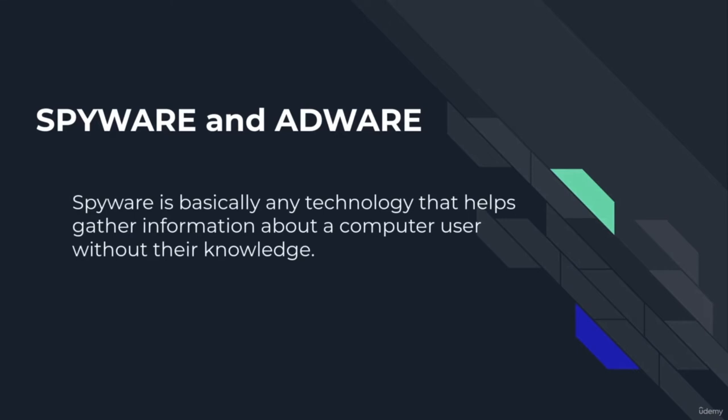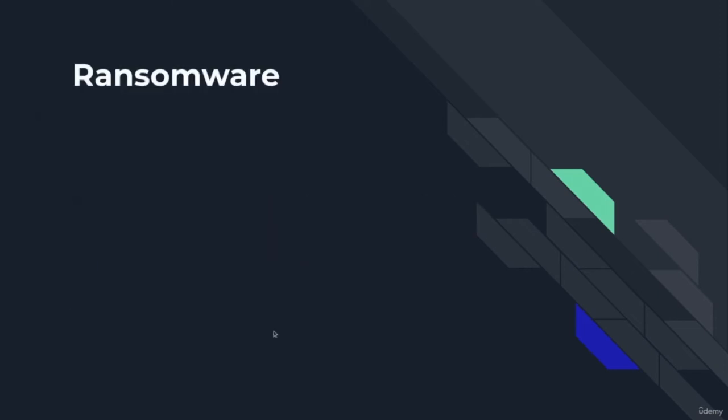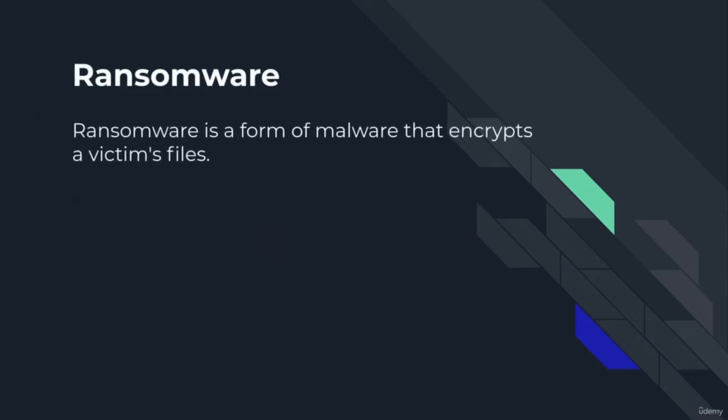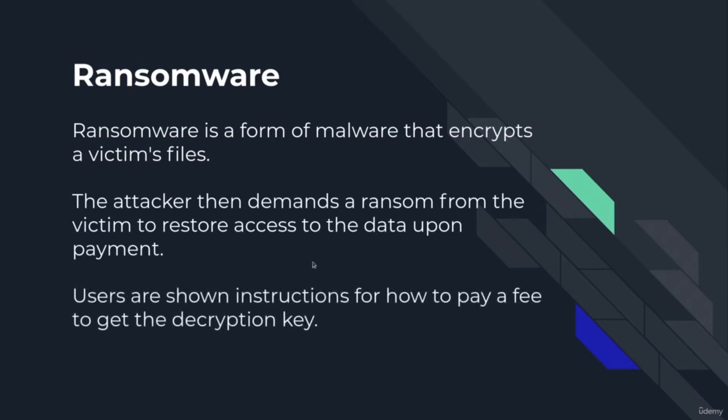We have spyware and adware. So spyware is basically any technology that helps gather information about a computer user without their knowledge. But adware is any software that displays banner advertisements while it is running. We have ransomware. Now ransomware is a form of malware that encrypts a victim's files, and the attacker then demands a ransom from the victim to restore access to the data upon payment. Users are shown instructions for how to pay a fee to get the decryption key.